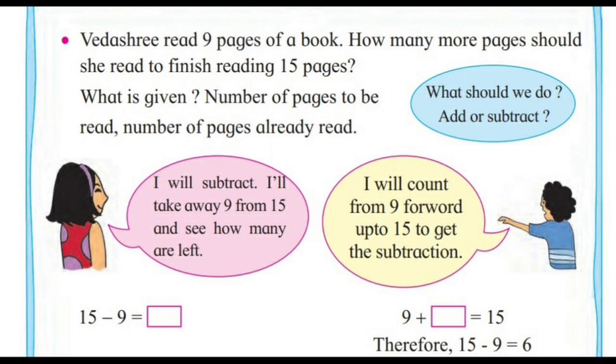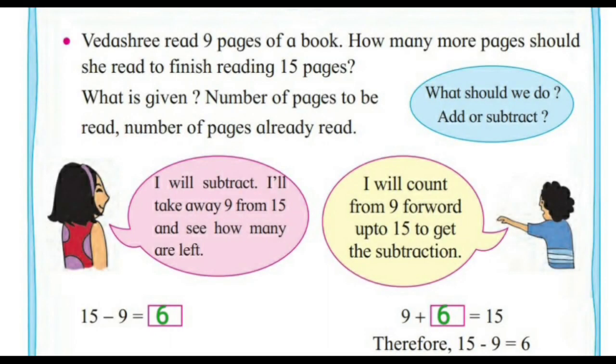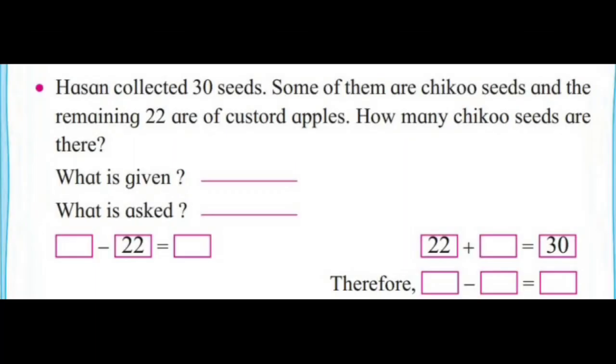15 minus 9 will give the answer 6, and 9 plus 6, we will get the answer 15. Therefore, 15 minus 9 is equal to 6. Both the methods are right. Okay, students. See, this way you have to write the answer. Now, Hassan collected 30 seeds. Some of them are chiku seeds and the remaining 22 are of custard apple. How many chiku seeds are there? What is given? Seeds collected by Hassan. From the statement of the question, you have to give the answer, students.